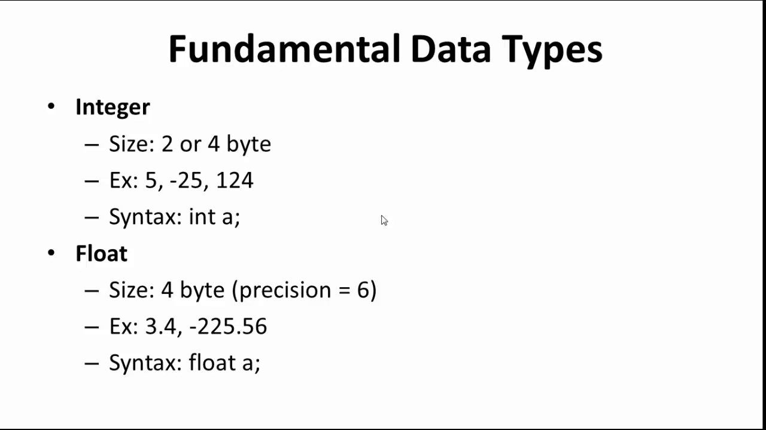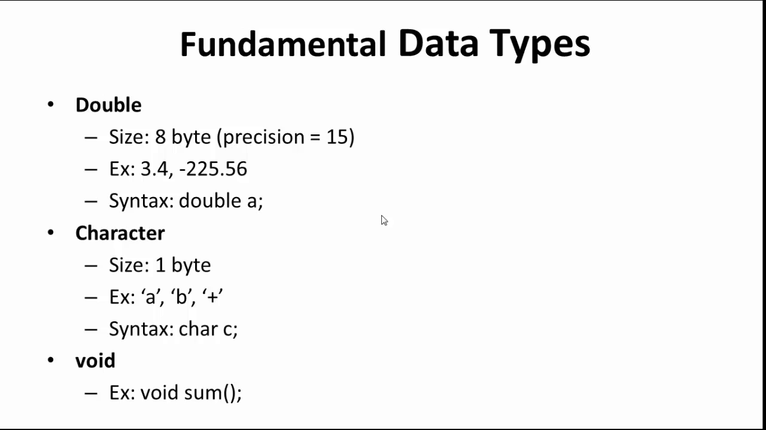Float data type. Its size is 4 bytes, its precision is 6. That means we can have 6 digits after the decimal point. Float type of variables are used to store real numbers that have decimal point. For example, 3.4, minus 225.56, etc. For declaring a float type of variable, we write float keyword and then name of the variable.